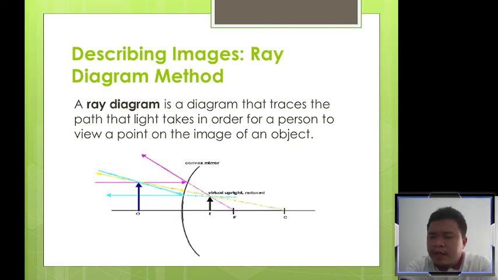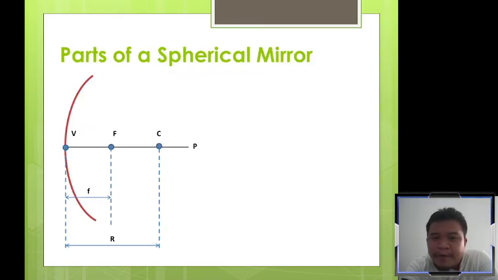Now, in a ray diagram, before we deal with this rather not that difficult process, let's first identify some key terminologies. Okay, so let's have some parts of the spherical mirror. I labeled them according to their parts.